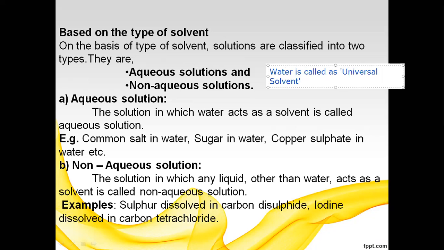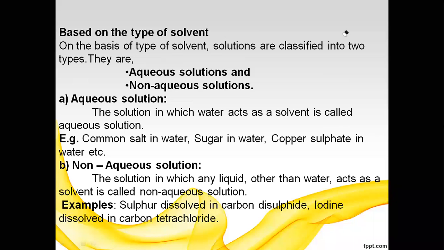Water is called the universal solvent because most of the substances are dissolved in water, but some of the substances do not dissolve in water. So alternative solvents are used, for example ethers, benzene, alcohols and so on.